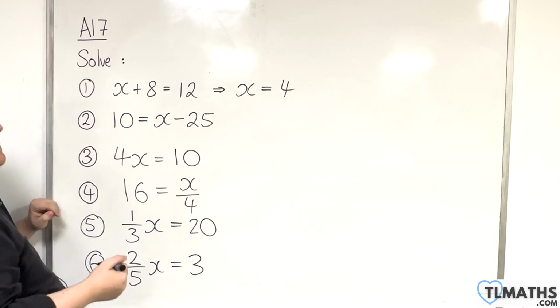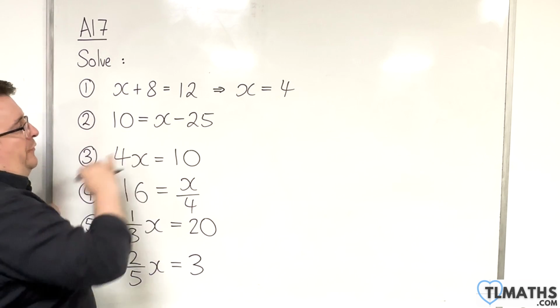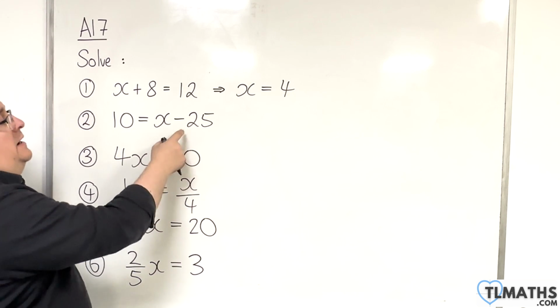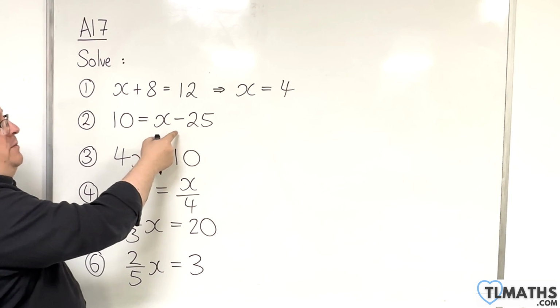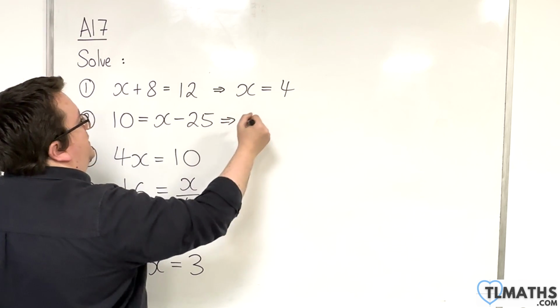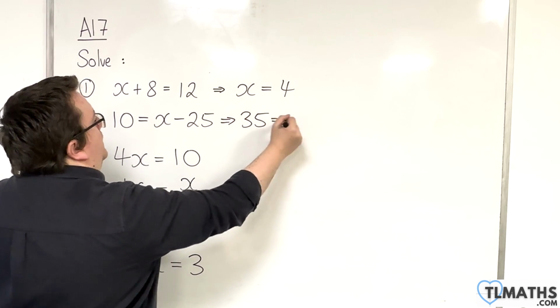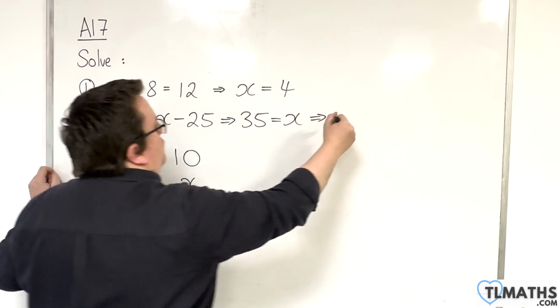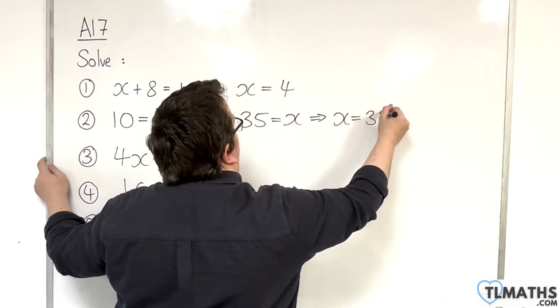So for number 2, we've got x on the other side of the equation, on the right-hand side, but that's fine. Here we've got x take away 25, so I'm going to have to add 25 to both sides. So if I add 25 to 10, I'm going to get 35, and on the right-hand side, I'm just left with the x. And of course, I can write that as x equals 35.